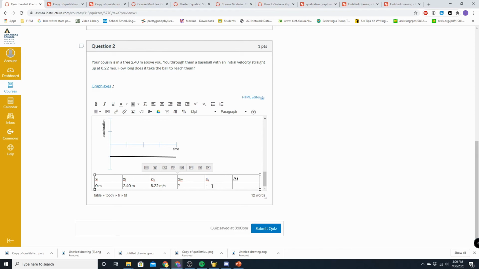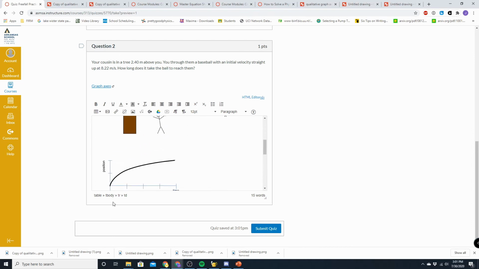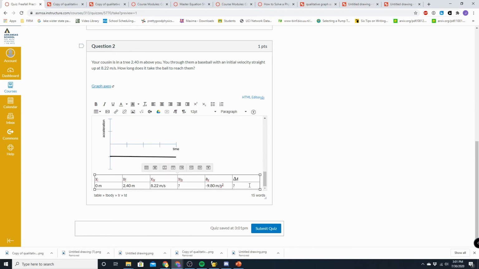The acceleration, frankly, in all free fall problems, unless it's on another planet or something, you should probably know that. And delta t, well, there's nothing in this problem to suggest that we know what that amount of time is, right? That's going to be the duration on our graphs. And so we don't know it yet. But that is the value that we're trying to find. How long does it take the ball to reach your cousin? So let's figure that out.